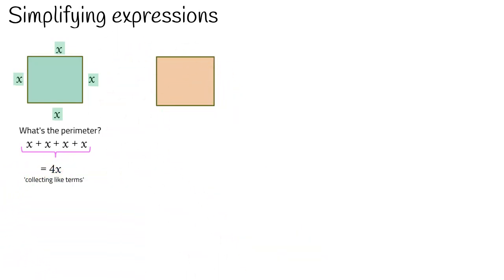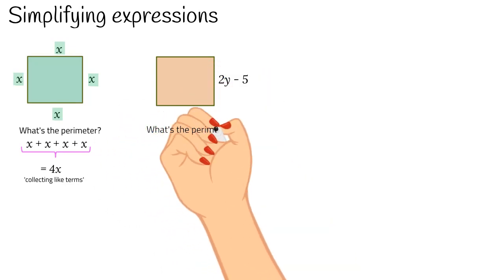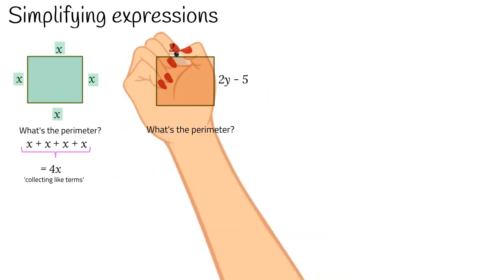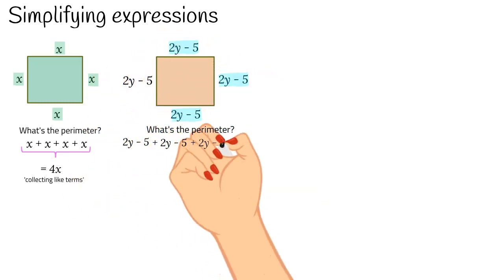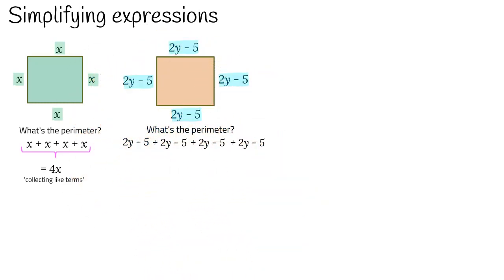Now a slightly harder example, we have a square and the side is 2y minus 5. Well, what's the perimeter? We can label all the sides the same and then just plus them all together. But this gives us a very long and annoying expression, so we're going to collect the like terms. First, let's look at the y's and count how many we have. Well, we have 8.